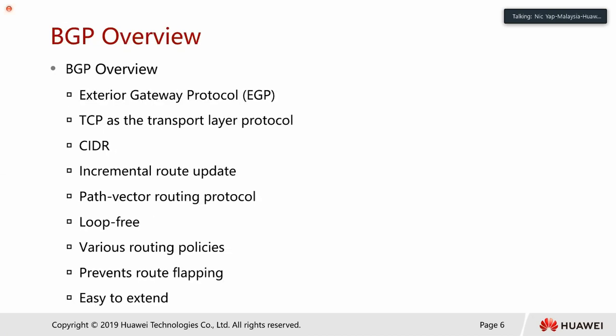So under the BGP overview here, BGP runs as an EGP protocol. It's an exterior gateway protocol. Okay, we have EGP and we have IGP. IGP within the AS. Okay, EGP between ASes. One is within, one is between.